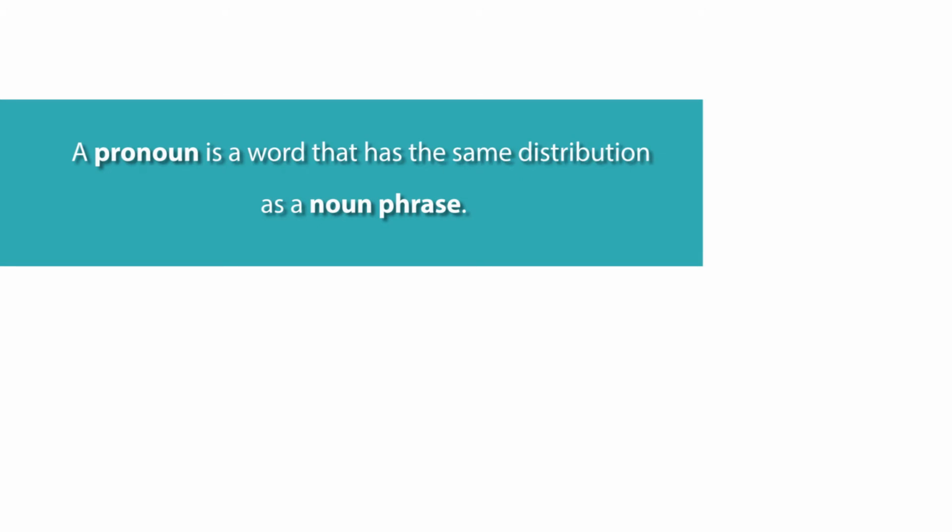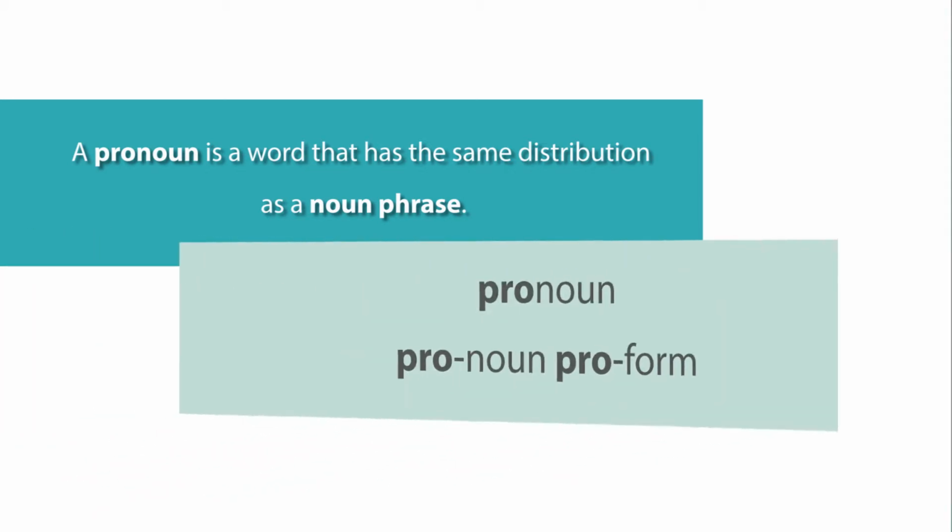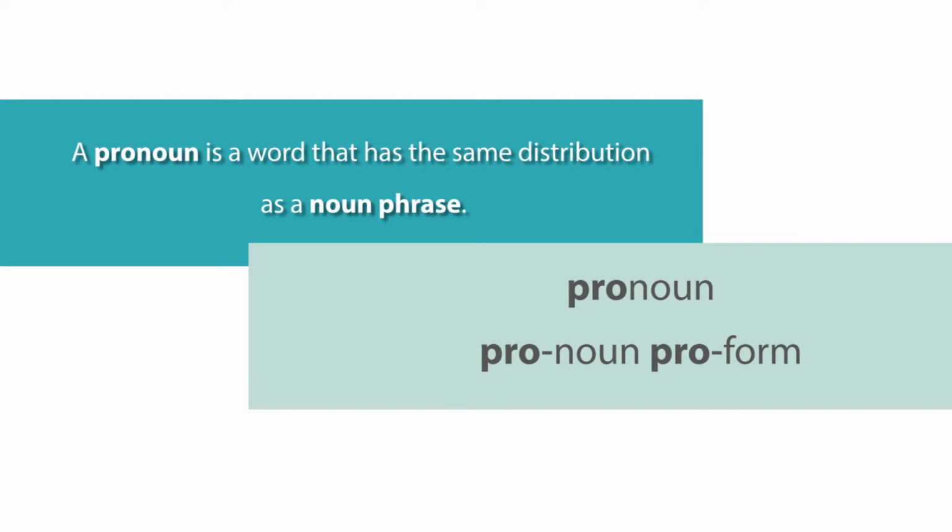A pronoun is a word that can replace a noun phrase. First, let's look at the word pronoun. It consists of pro and noun, because pro here is like something that can go for or replace something. So pronoun is a subcategory of proforms.